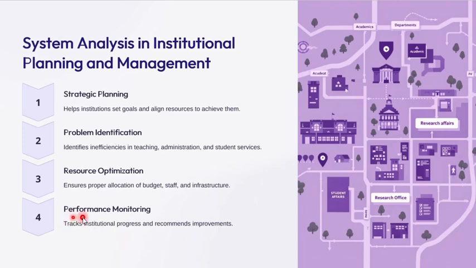The fourth one is performance monitoring. It tracks institutional progress and recommends improvements. An example for this is evaluating the performance of the faculty based on students' feedback and assessment results. And the last one, the fifth one, is technology integration.